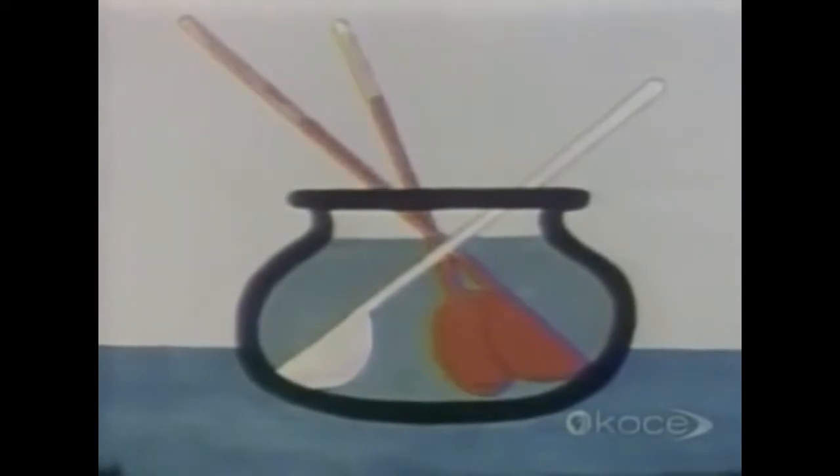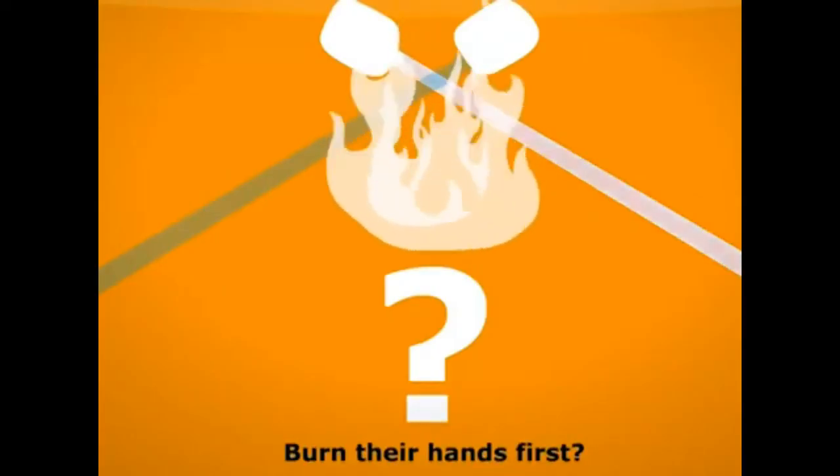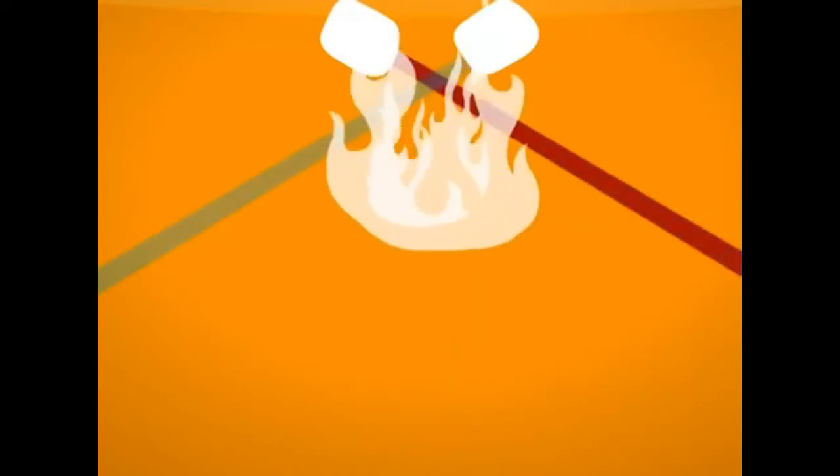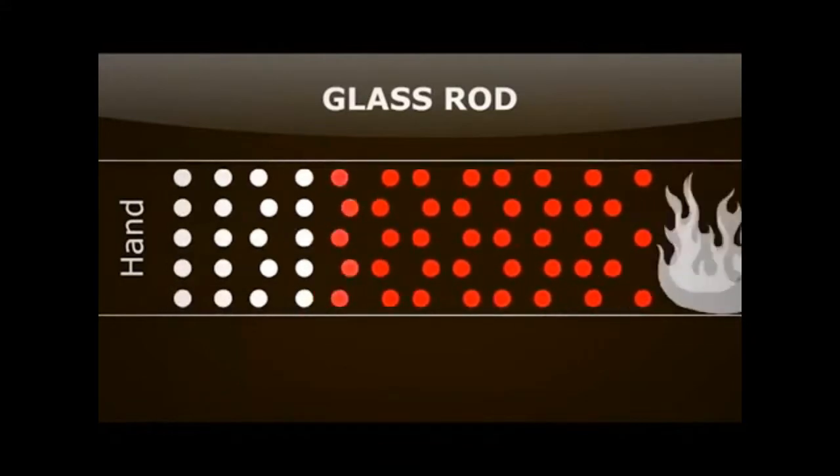Different materials have varying abilities to conduct heat. Materials that conduct heat poorly, like plastic and wood, are often called insulators. However, materials that conduct heat well, like metals, are called conductors.